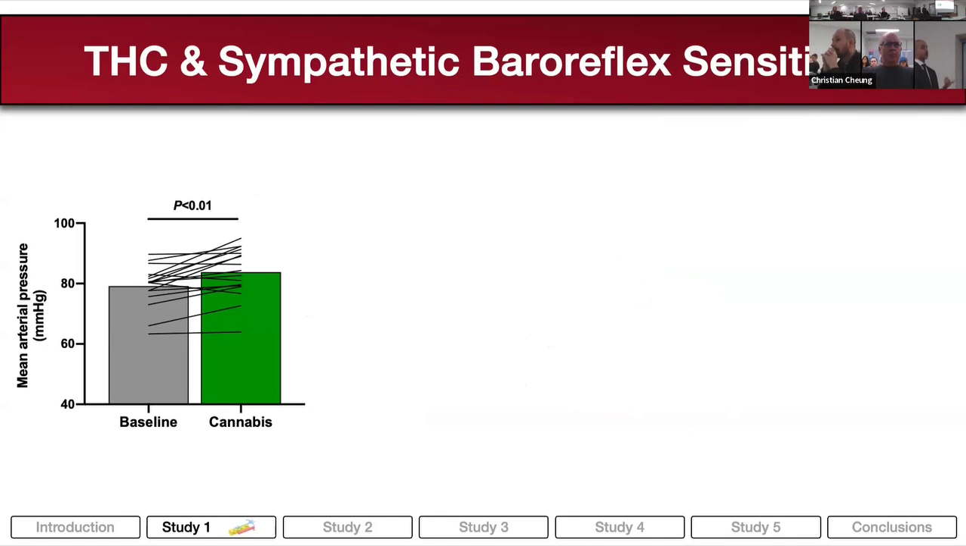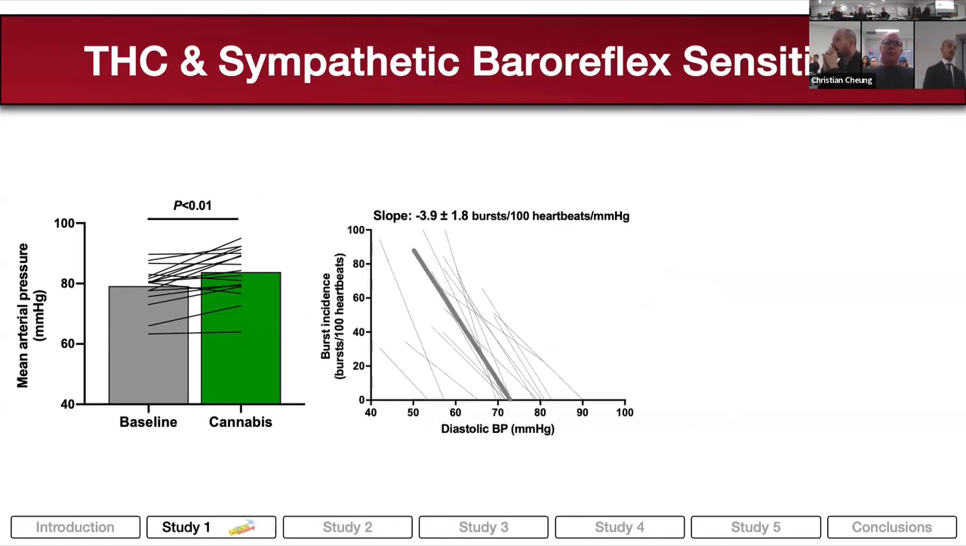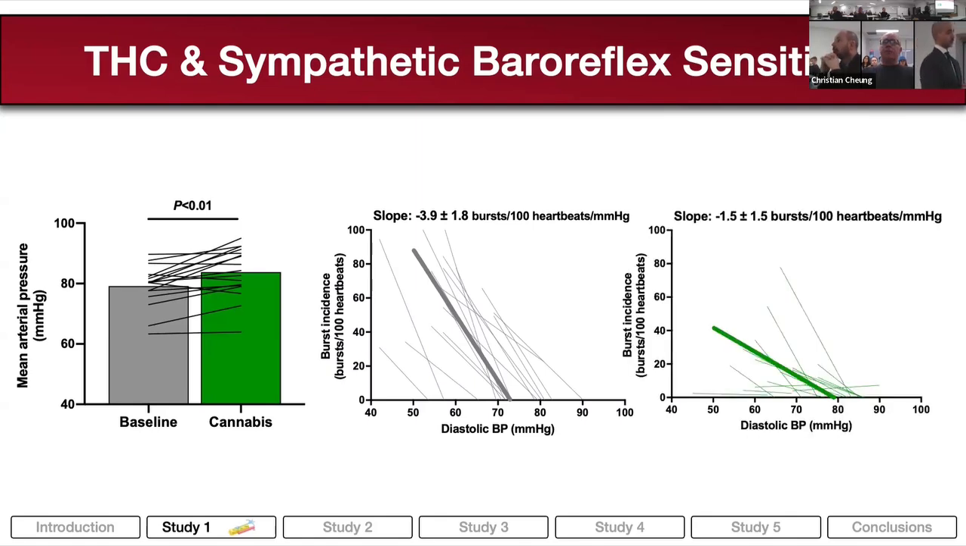And we can get a sense of how well it's working by constructing these baroreflex slopes, which here illustrate how much a change in diastolic blood pressure is associated with a change in MSNA. The idea here being that a steeper slope represents a greater change in MSNA for a given change in blood pressure, or a more sensitive baroreflex. Now, when we construct these slopes after cannabis inhalation, what we see is a significant attenuation of this relationship, suggesting that once again, a given change in blood pressure is associated with a lower change in MSNA, or it's made the baroreflex less sensitive.